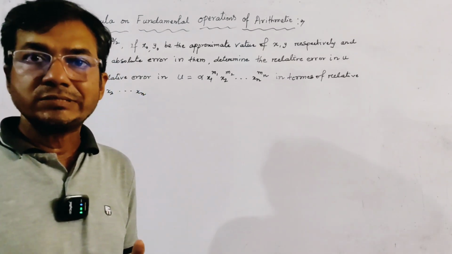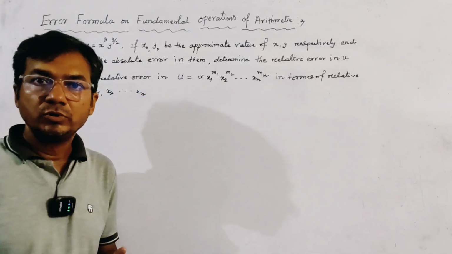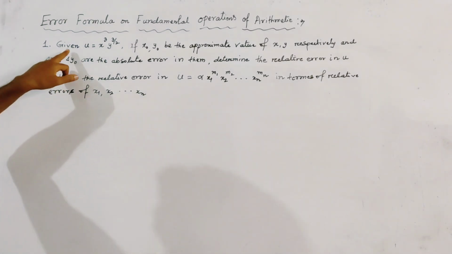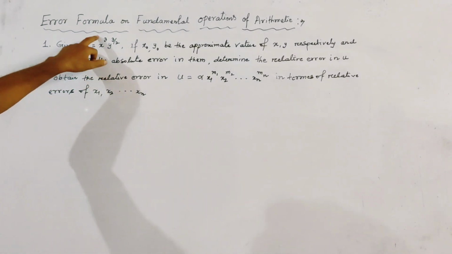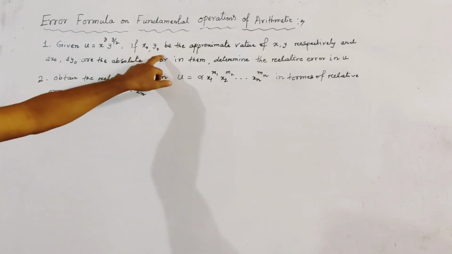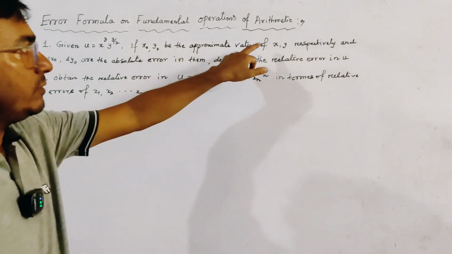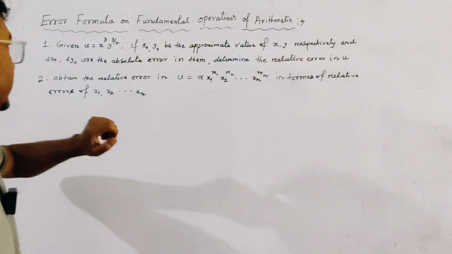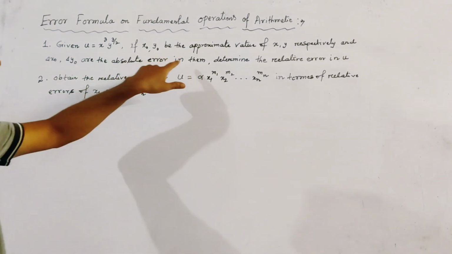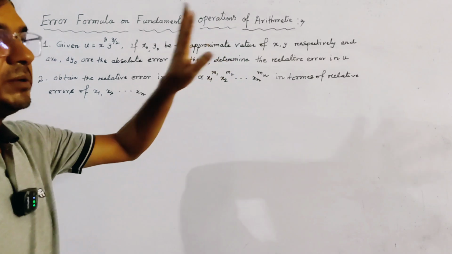Here we discuss two important problems from error. The first one is: given u = x^3 y^(3/2), if x0, y0 are the approximate values of x, y respectively, and delta x0, delta y0 are the absolute errors in them, determine the relative error.